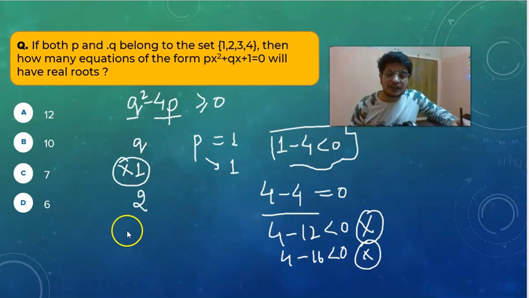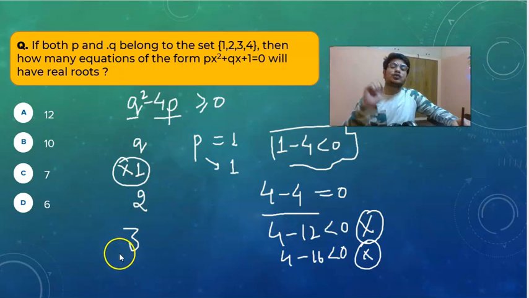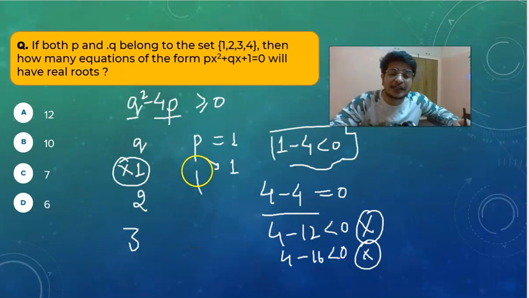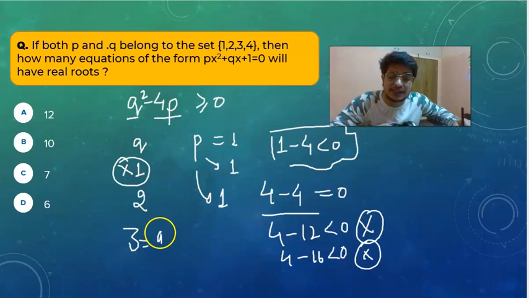Now we will go with 3. If I'm taking q as 3, what value can I take? I can take the value as 1 because 3 square is 9. 4 into 1 will be 4 and it is less than 9.